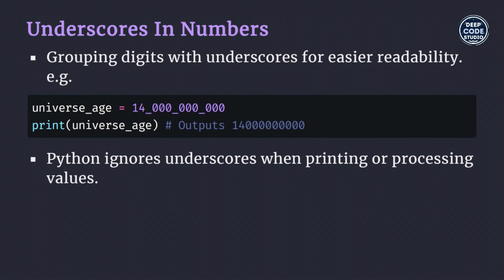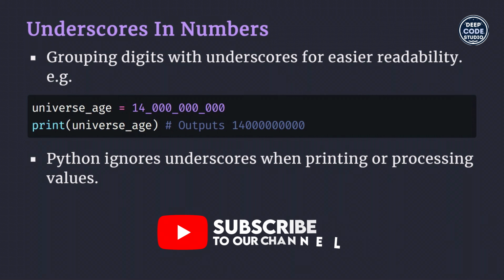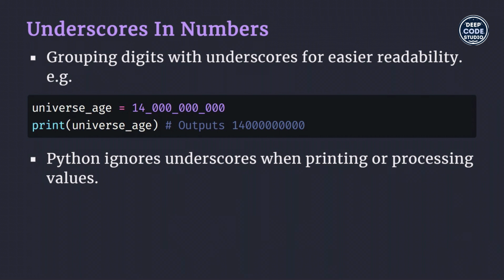When you are dealing with large numbers, you can use underscores to group the digits and make them easier to read. For example, the age of the universe might be represented as 14_000_000_000. This grouping doesn't affect the value, and Python will print 14 and all those zeros, ignoring the underscores. You can place underscores anywhere you find them helpful. 1000, 1_000 or 10_00 are all the same, and this feature applies to both integers and floats.